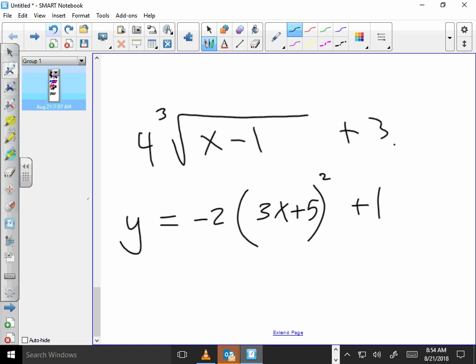Label points on graph. That can't be there between -2 and -5/3. Hi. You have the right type of... Yes, it's a parabola. Yes, ma'am.